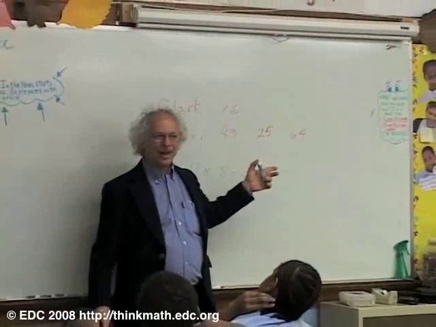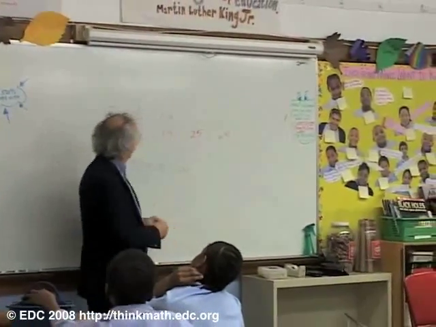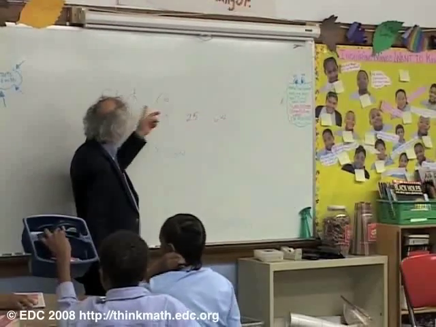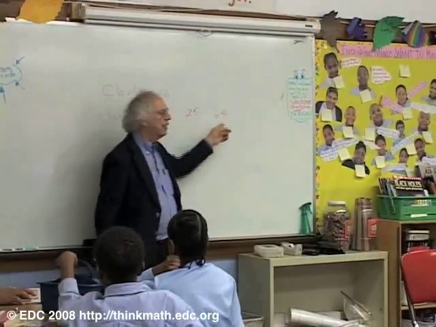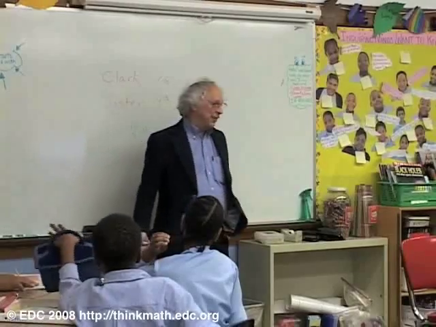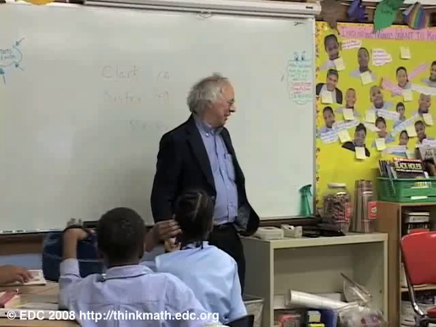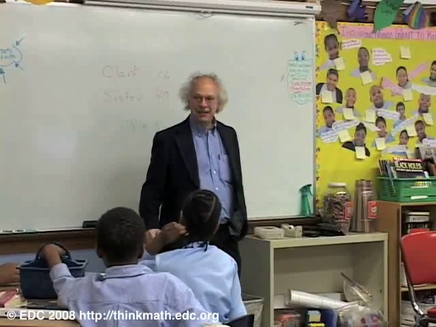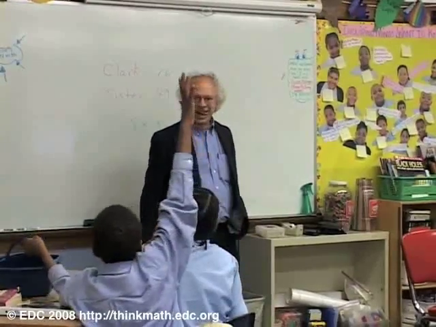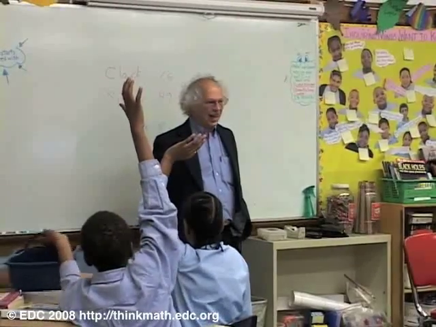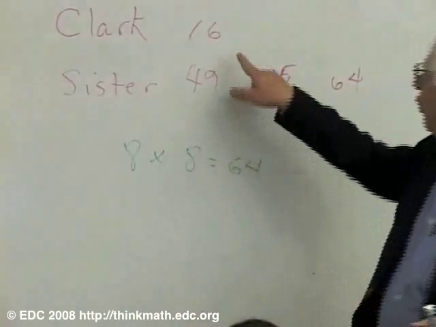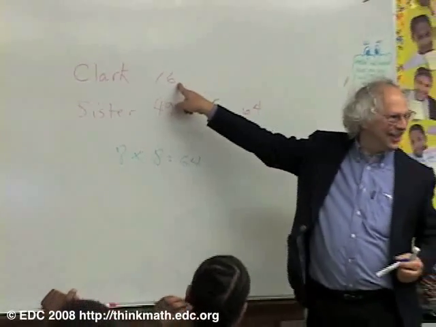Yes. Okay, now let's see if you can make it make sense. Could Clark be 16 and his sister be 64? No. It would be a strange family. I mean, you could imagine such a thing, but it would be really strange. Let's see if we can make it work. Yes? You can do like 16 and his sister 25 or something. 16 and 25. Yeah. What makes that possible?